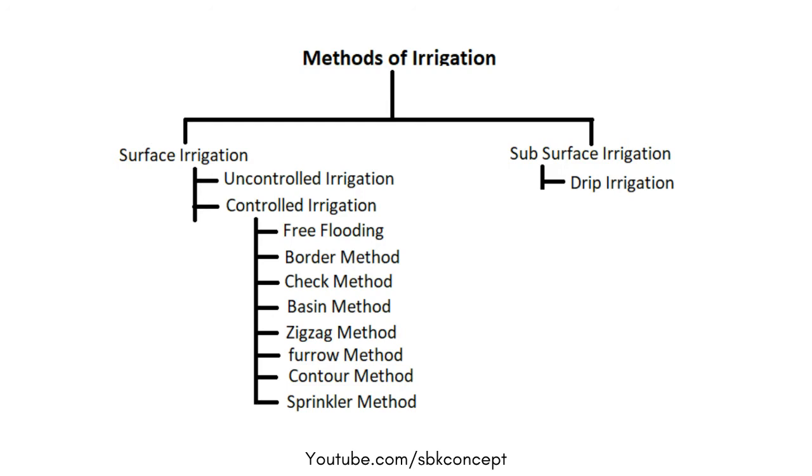Methods of irrigation are categorized into two types: surface irrigation and subsurface irrigation. Surface irrigation is further categorized into two types: uncontrolled irrigation and controlled irrigation. Similarly, controlled irrigation is further categorized into the following types: free flooding, border method, check method, basin method, zigzag method, furrow method, contour method, and sprinkler method. Subsurface irrigation is categorized into drip irrigation.